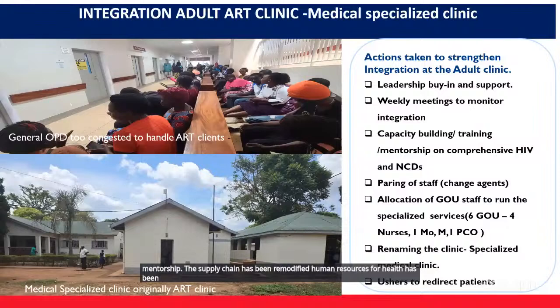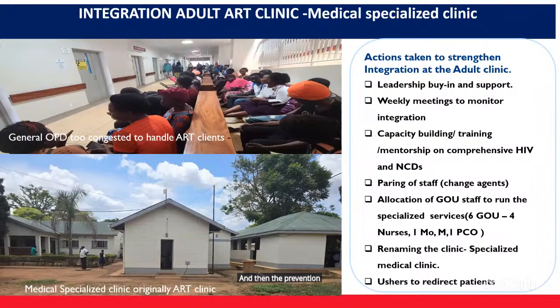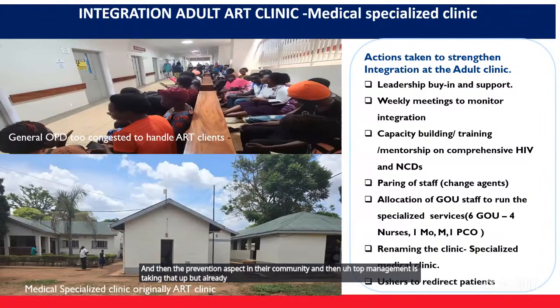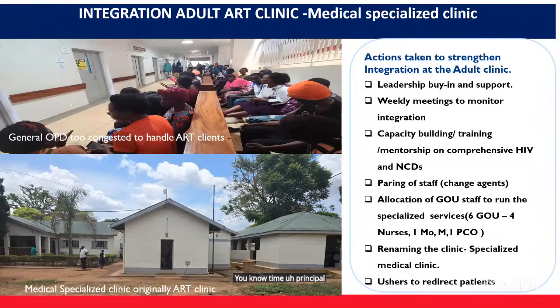We have also had a component of thinking, what do we do for the community arm? For the community arm, those who need follow-up, and the prevention aspect in the community. Top management is taking that up, but already we have a few community plans ready to wind up. Next slide.